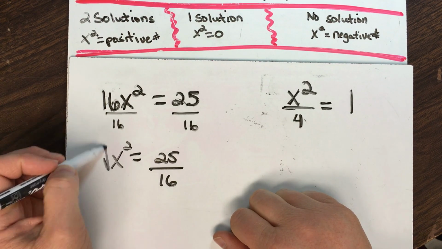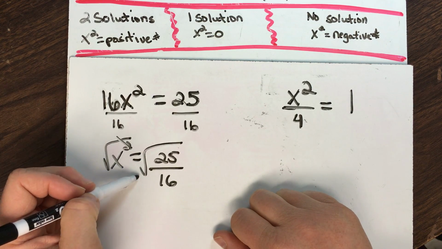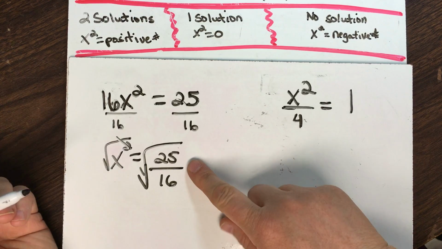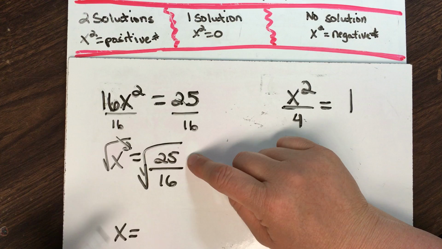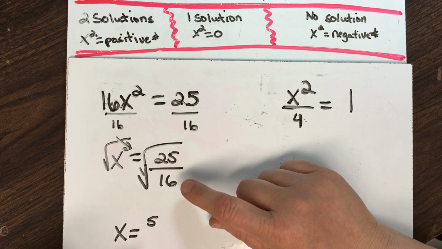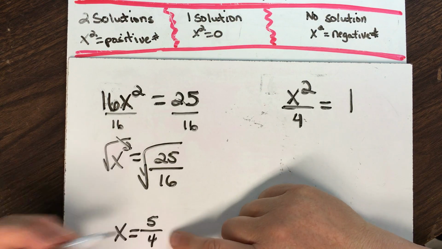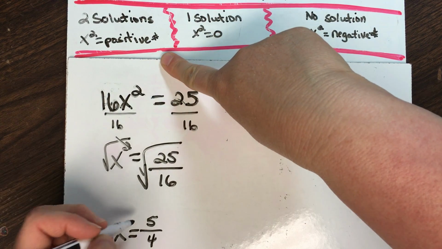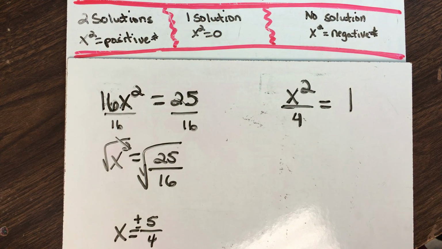Now, I need to take the square root of that, and whatever I do to one side, I have to do to the other. So I'm taking the square root of that. So I end up with x equals, what's the square root of 25? That would be 5. And the square root of 16, that would be 4. This is our answer. It's a positive, so we have two possibilities, positive, negative, 5 over 4.